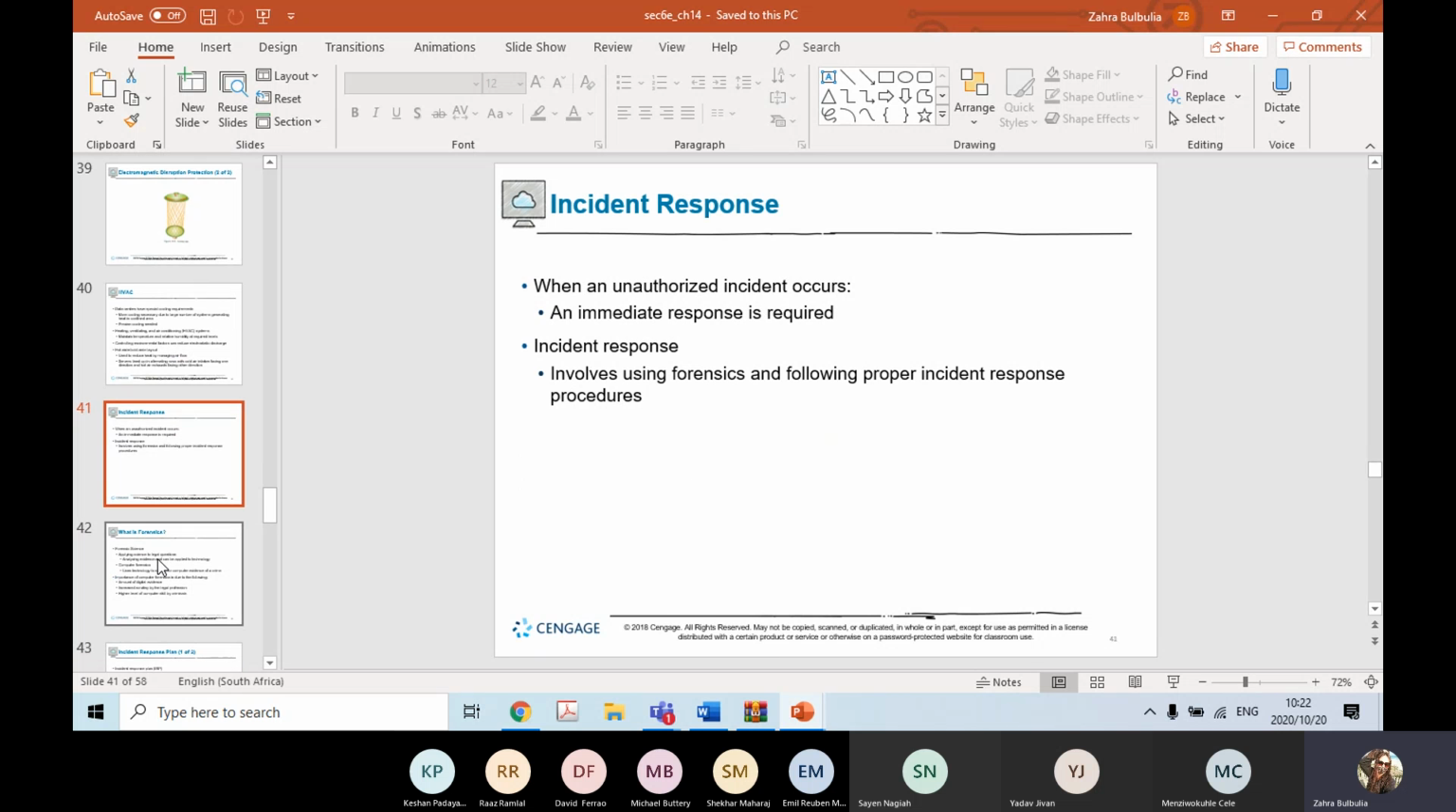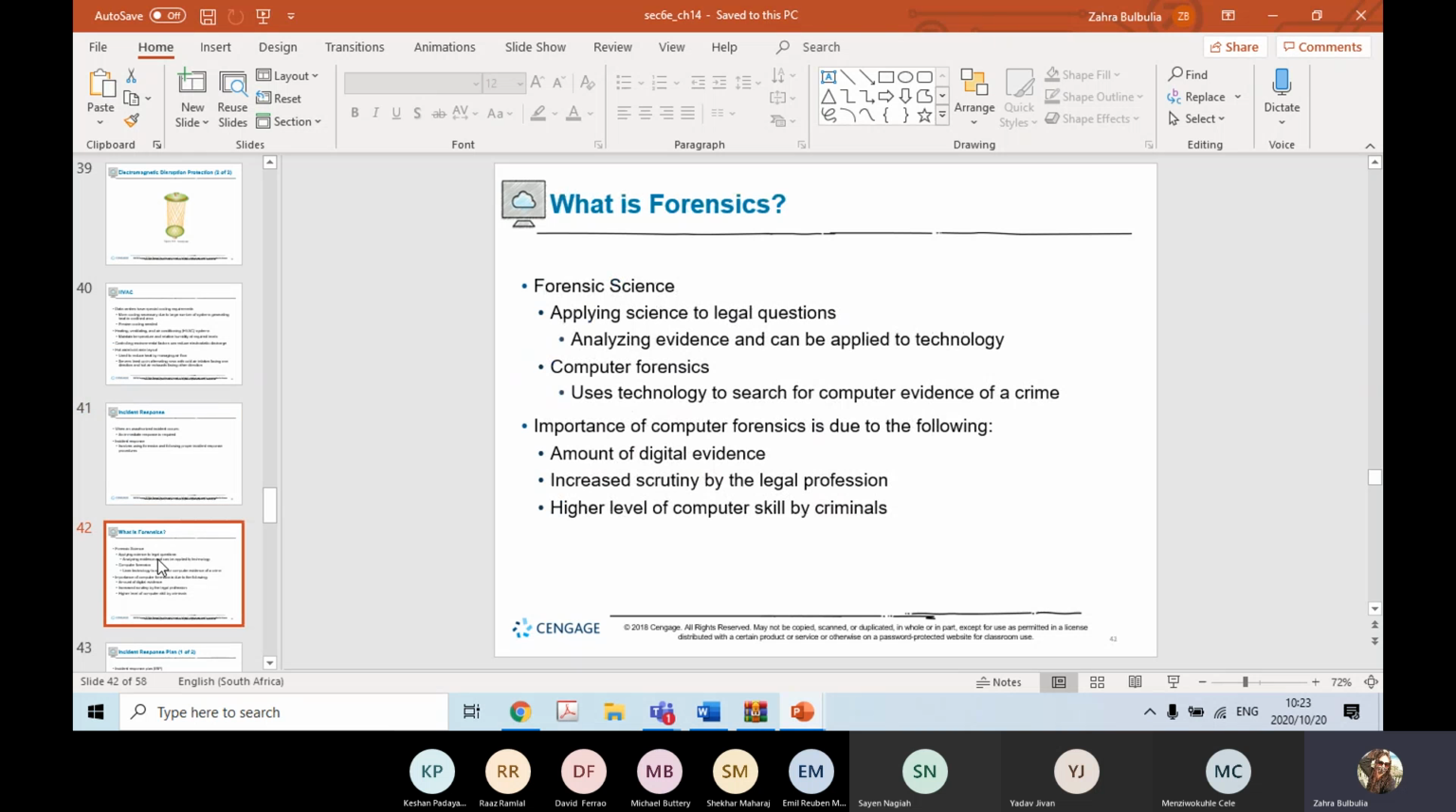Incident response is when an unauthorized incident occurs. So when an unauthorized person accesses a building, when somebody hacks your system, an immediate response is required. And incident response involves using forensics and proper incident response procedures. So forensic science is applying science to legal questions, and it's analyzing evidence that can be applied to technology. And computer forensics, which is actually a very interesting field, uses technology to search for computer evidence of a crime. So basically your digital footprint.